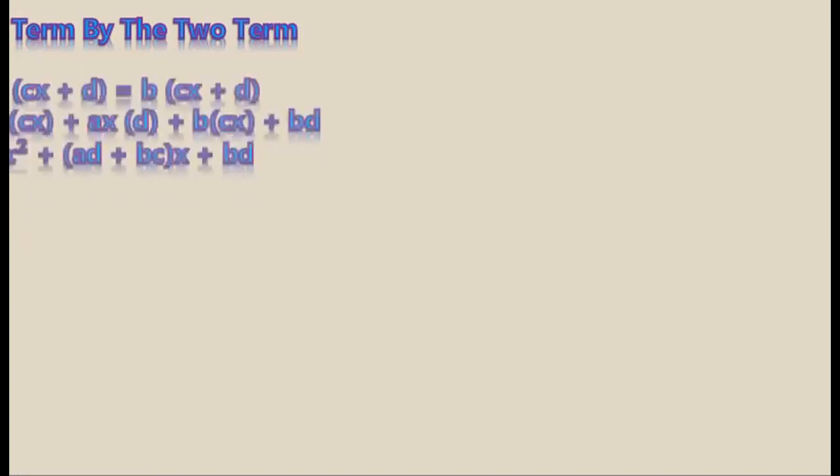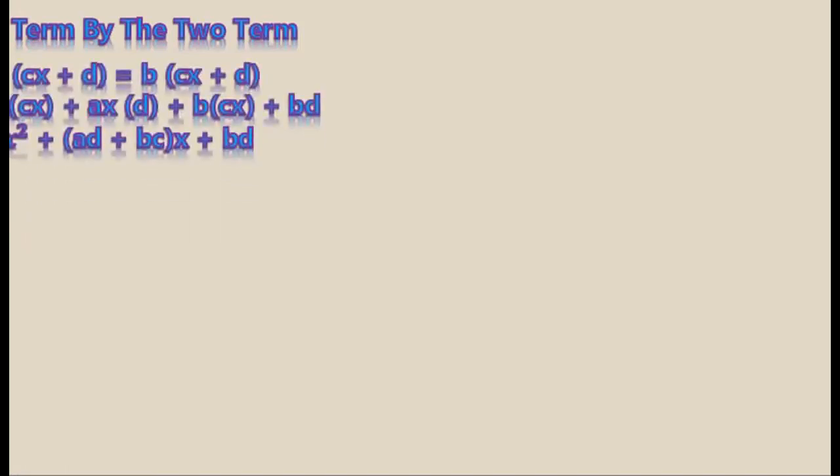Next, multiply the two terms by the two terms. For example, in parentheses a times x plus b, in parentheses c times x plus d, together with a times x in parentheses c times x plus d, together with b in parentheses c times x plus d.